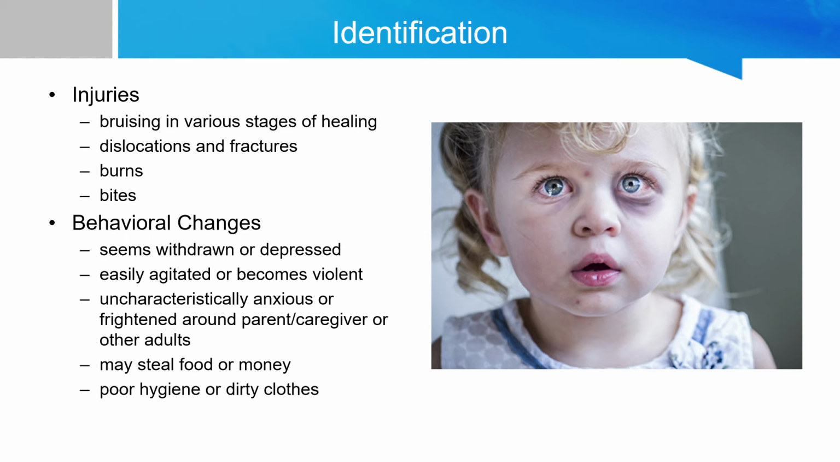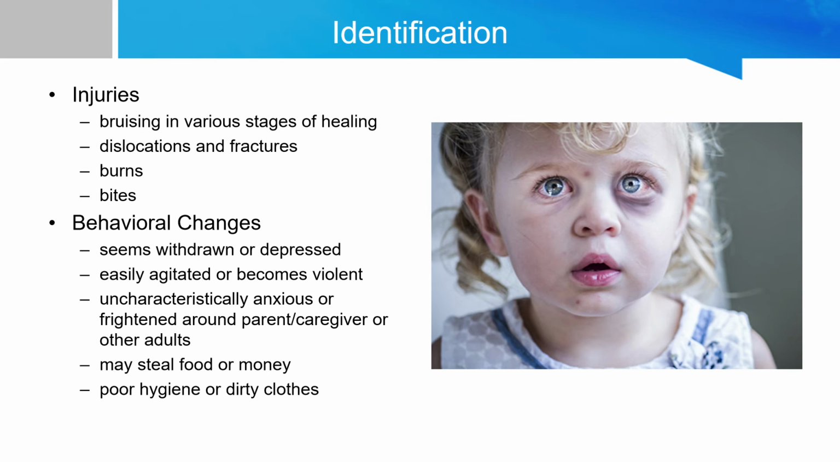Some ways to identify possible child abuse would be injuries. Some of the injuries that may indicate child abuse include bruising in various stages of healing. For example, if the child has several bruises, some of them appear to be days old, maybe even a week old, and they also have fresh bruises. Although bruises can be common in children that are learning to walk or that engage in outdoor play, a multitude of bruises in the various stages of healing can indicate abuse.